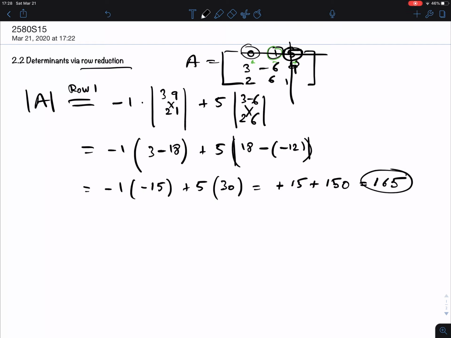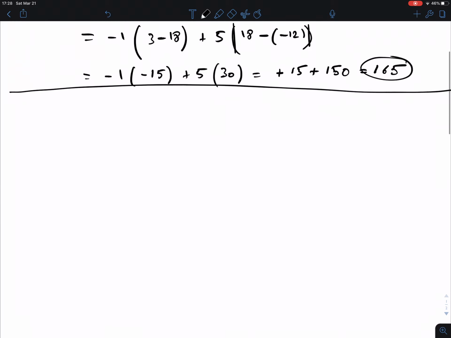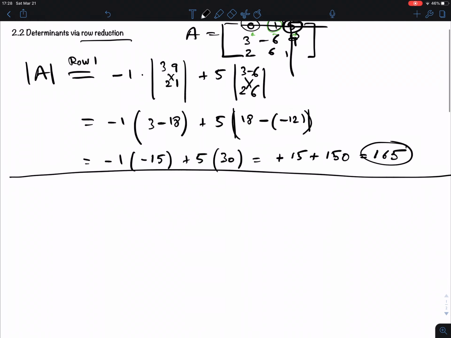So we know what the answer is, and you see it's actually not that bad, right? But the more columns and rows you have, and also the more non-zeros you have, the harder it becomes to use this method. And the following method with row reduction will become much faster. Okay. So let's look at our matrix again. We want to calculate the determinant of 0, 1, 5, 3, minus 6, 9, 2, 6, 1.